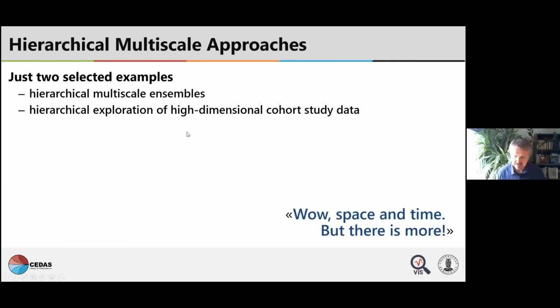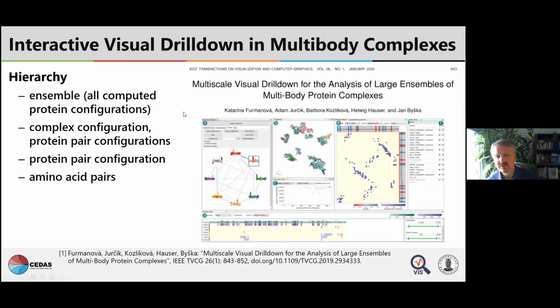So time is short, and I cannot talk too much about a lot of other approaches. I just wanted to show that there is certainly much more. I want to provide you just with 2 more examples here to give you an idea that multiscale biomedical visualization is way more than what I've just addressed. So the first work is on multiscale visual drill down for ensembles of multibody protein complexes. So here we have a scale axis also across the represented phenomenon.